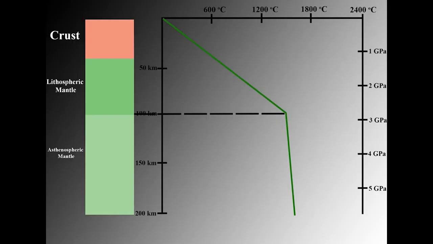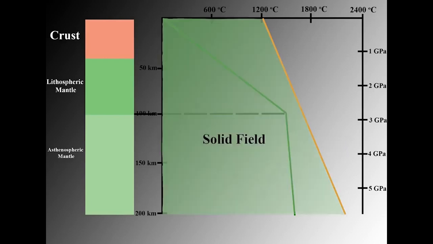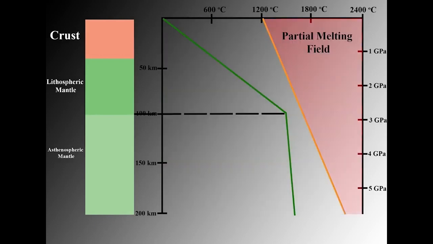The melting point of peridotite varies with pressure and depth in the Earth, and is represented on this diagram by a line called the solidus. At temperature and pressure conditions to the left of the solidus, peridotite, and thus the mantle, will remain solid. To the right of the solidus, peridotite begins to melt. For magma to be generated from the mantle, its geotherm must cross the solidus.